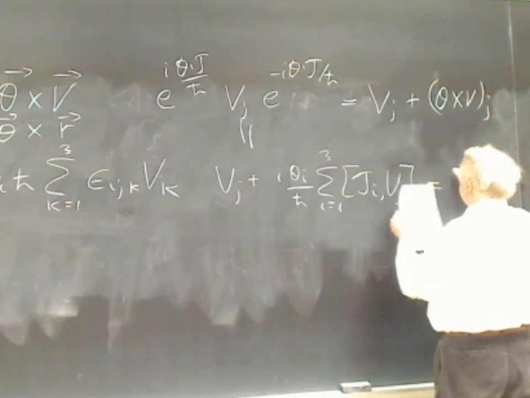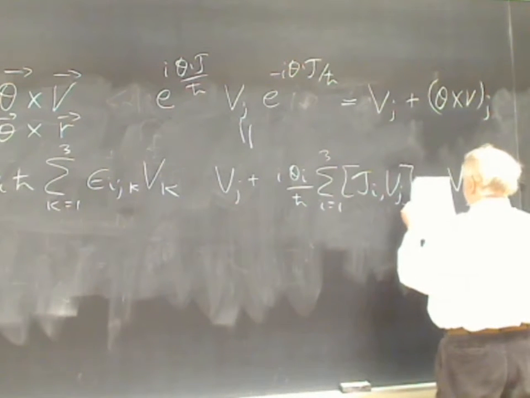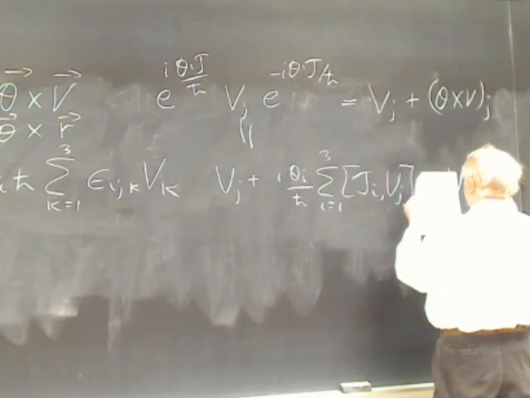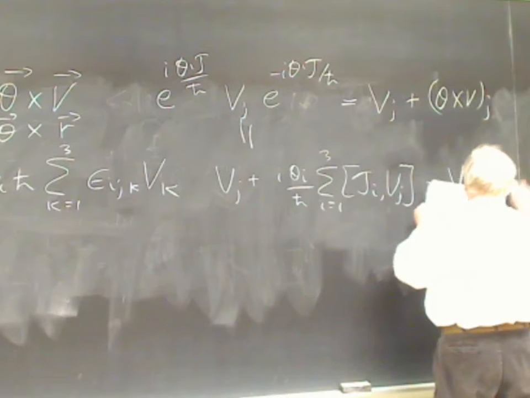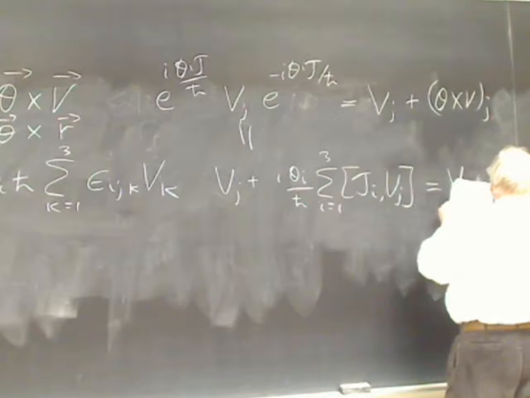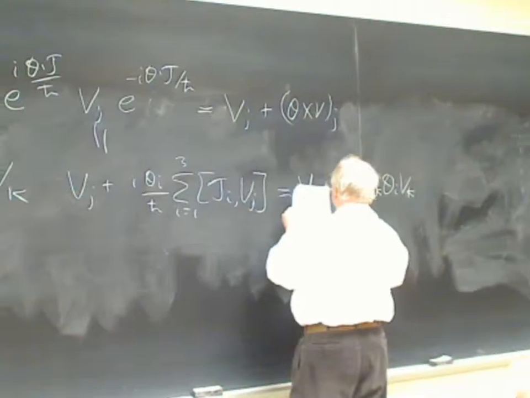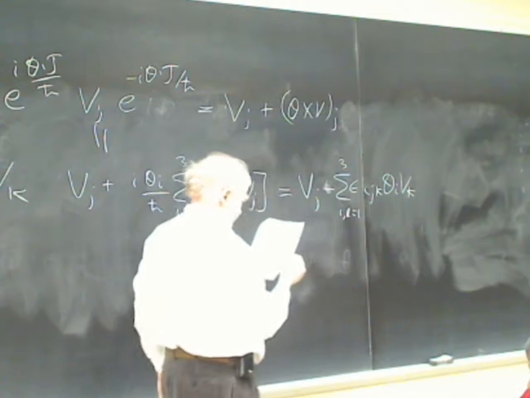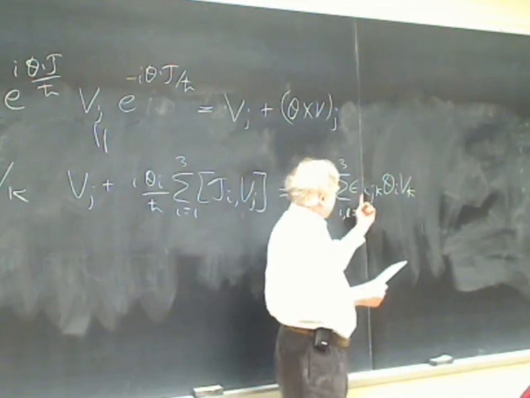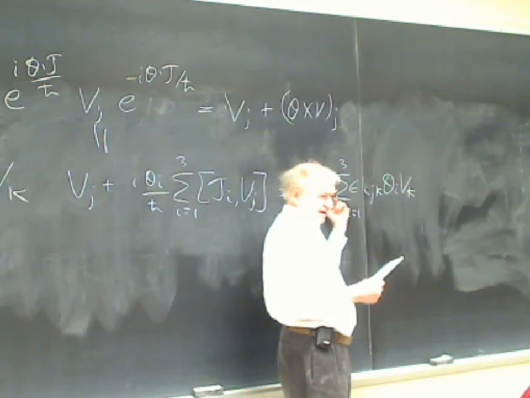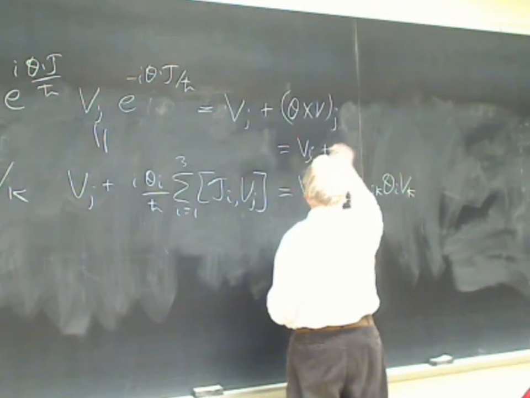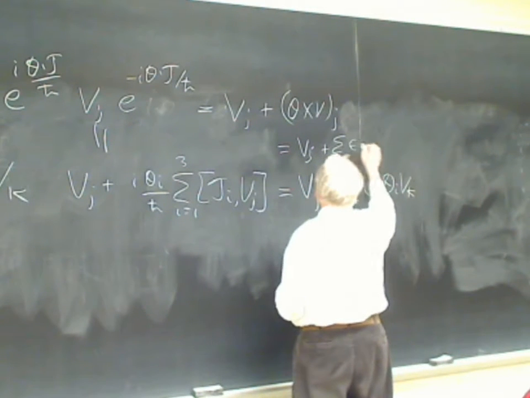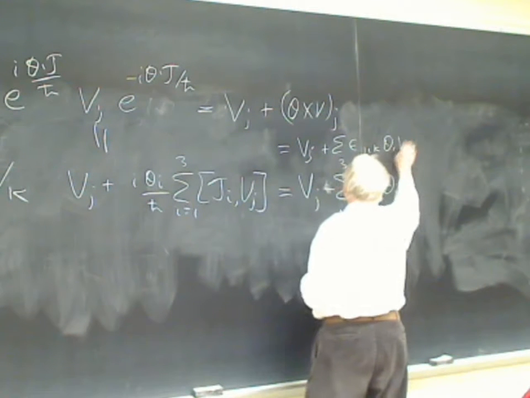And this is then V_j, and now let me get this right. This is V_j minus ε_ijk θ_i V_k, with i, k equals 1 to 3. You see, this thing sub j would have a j here and an i there, and I interchange them, so I generated a minus sign. In other words, this thing is V_j plus a sum ε_jik θ_i V_k, and that's the same as this.